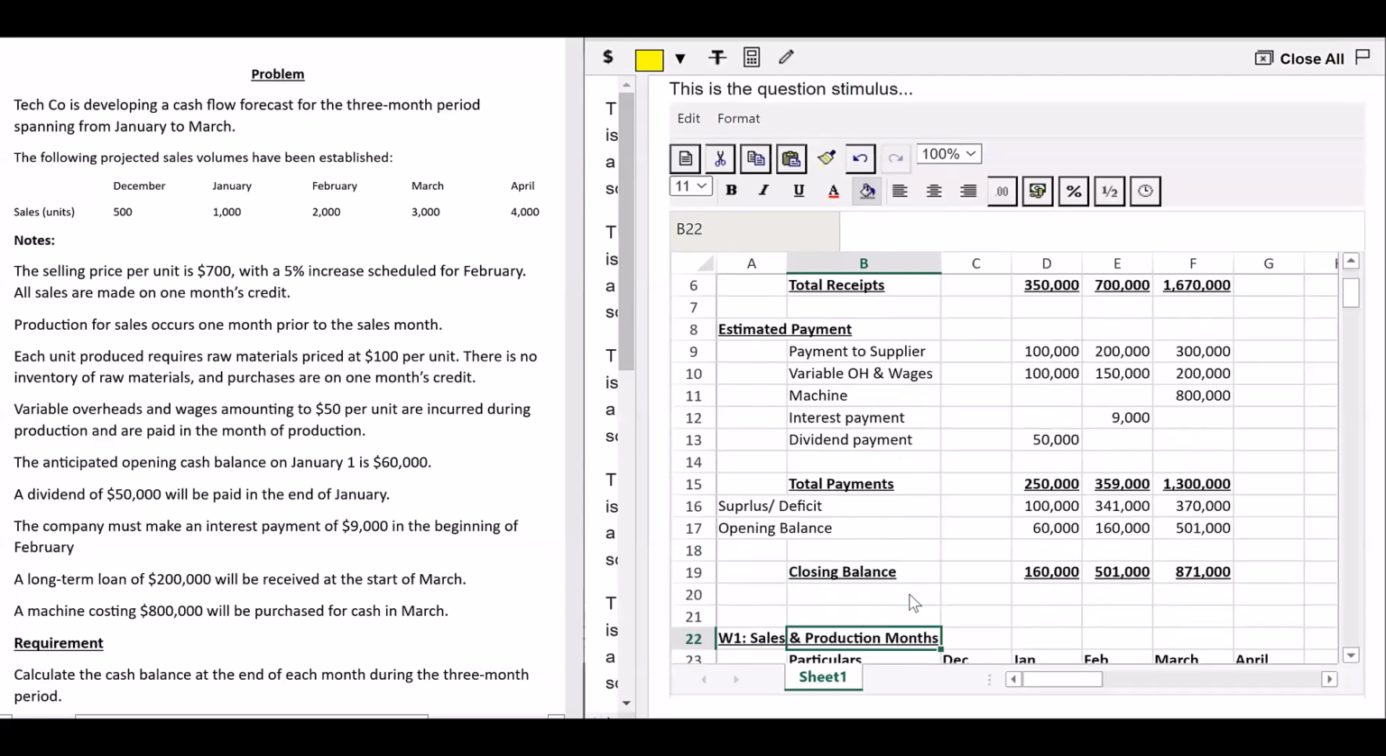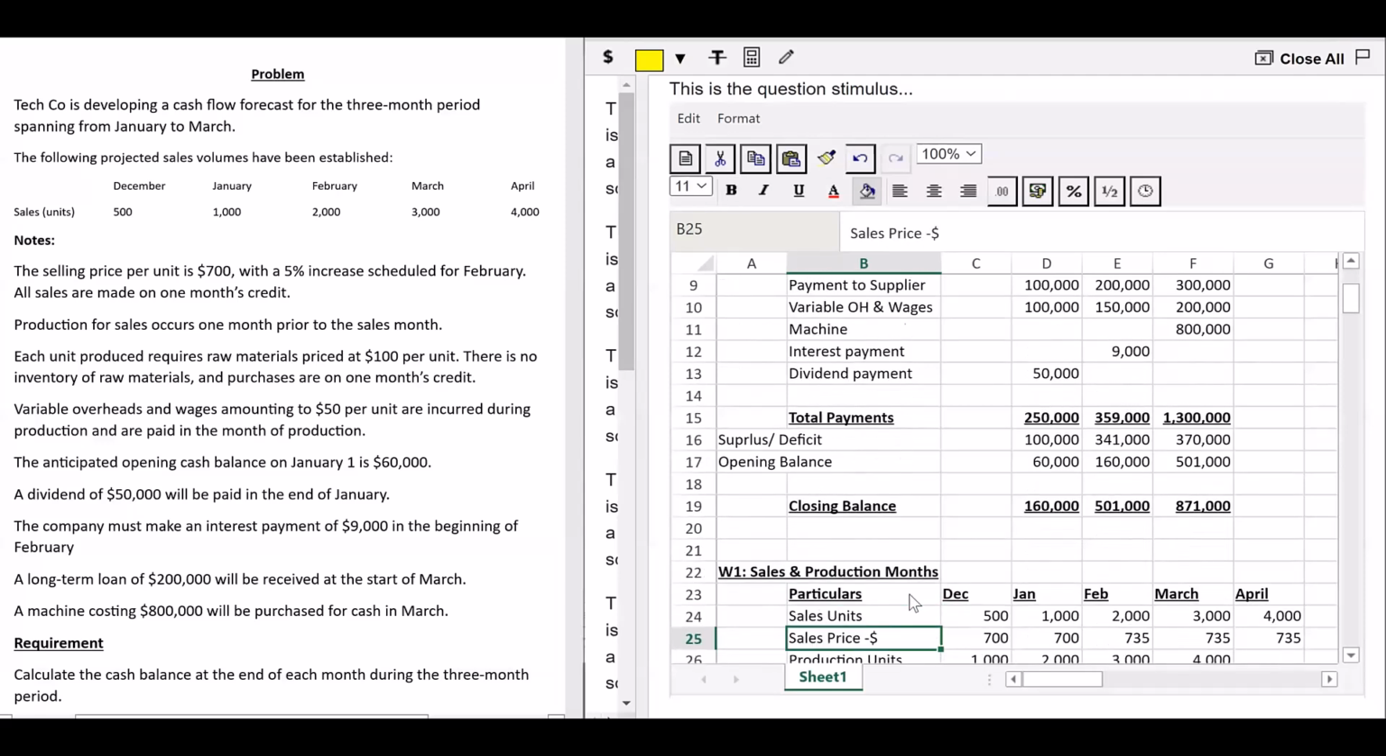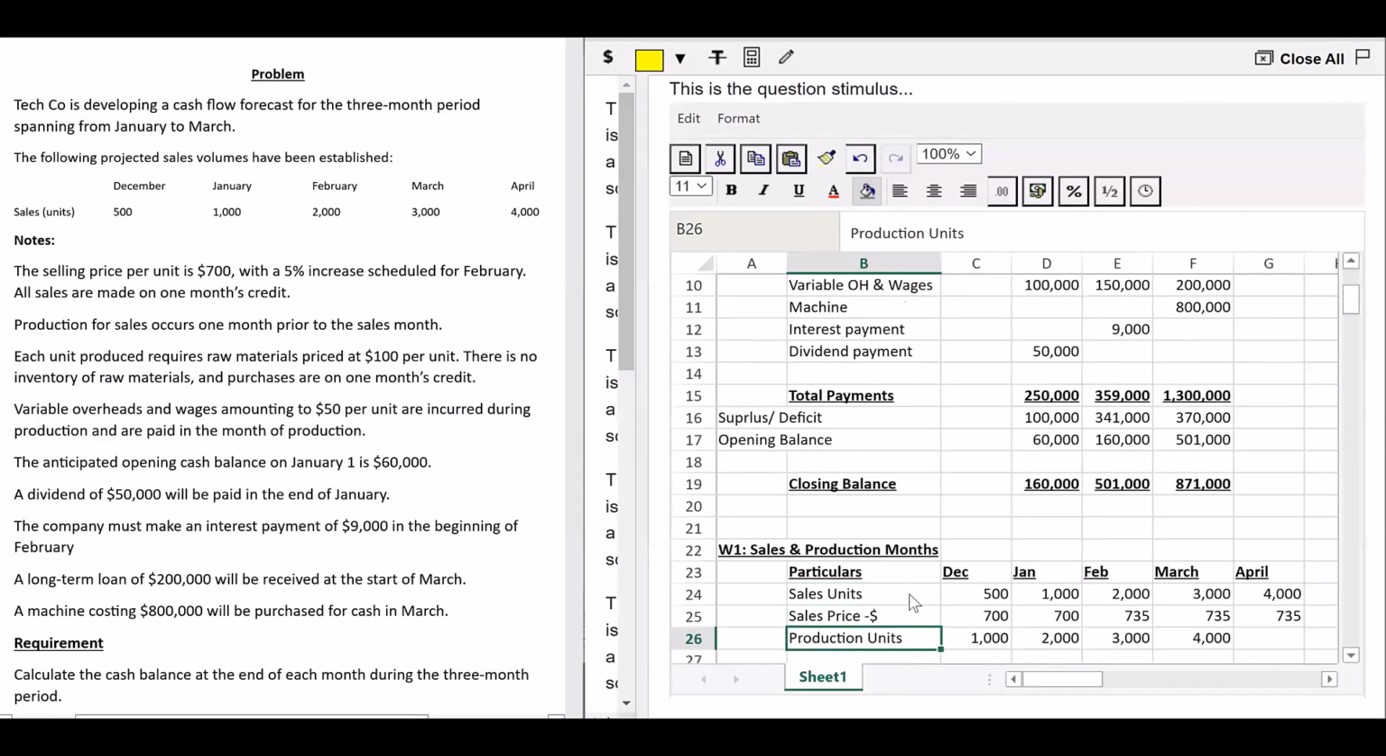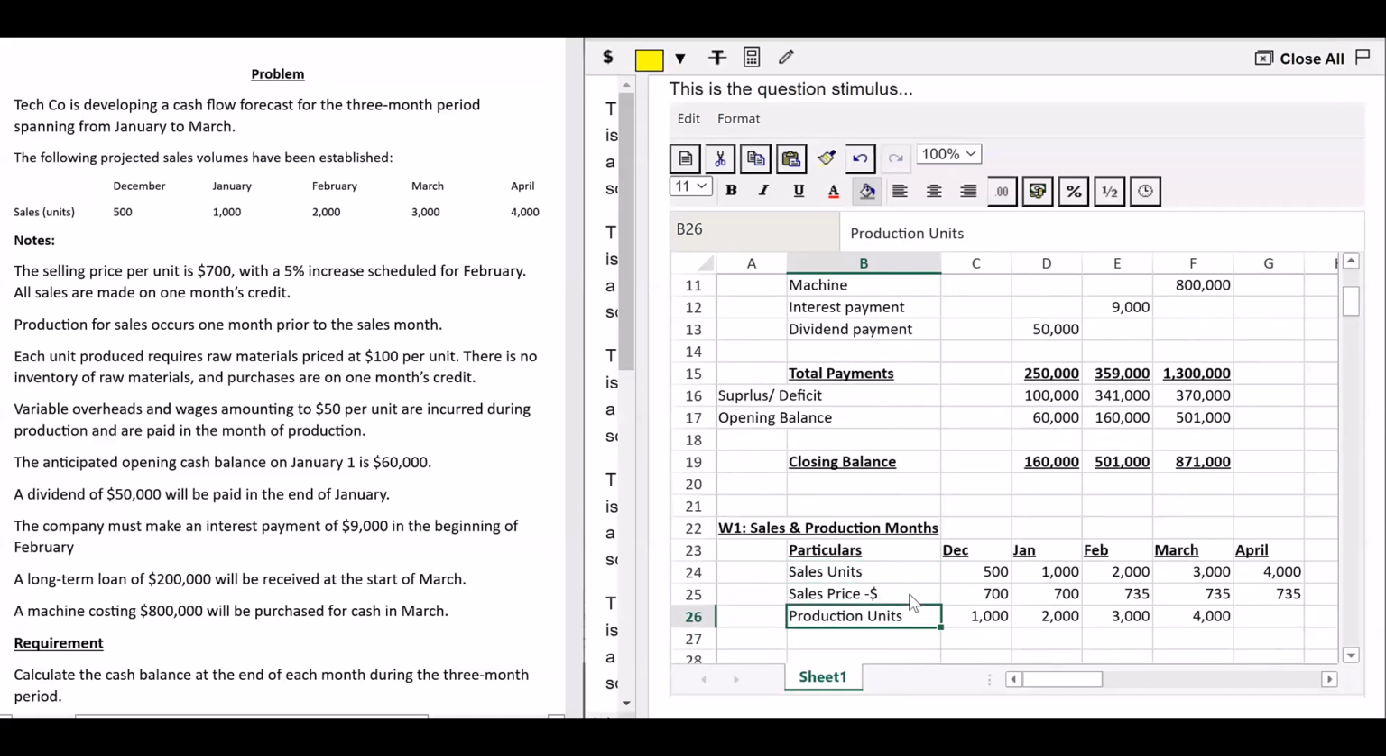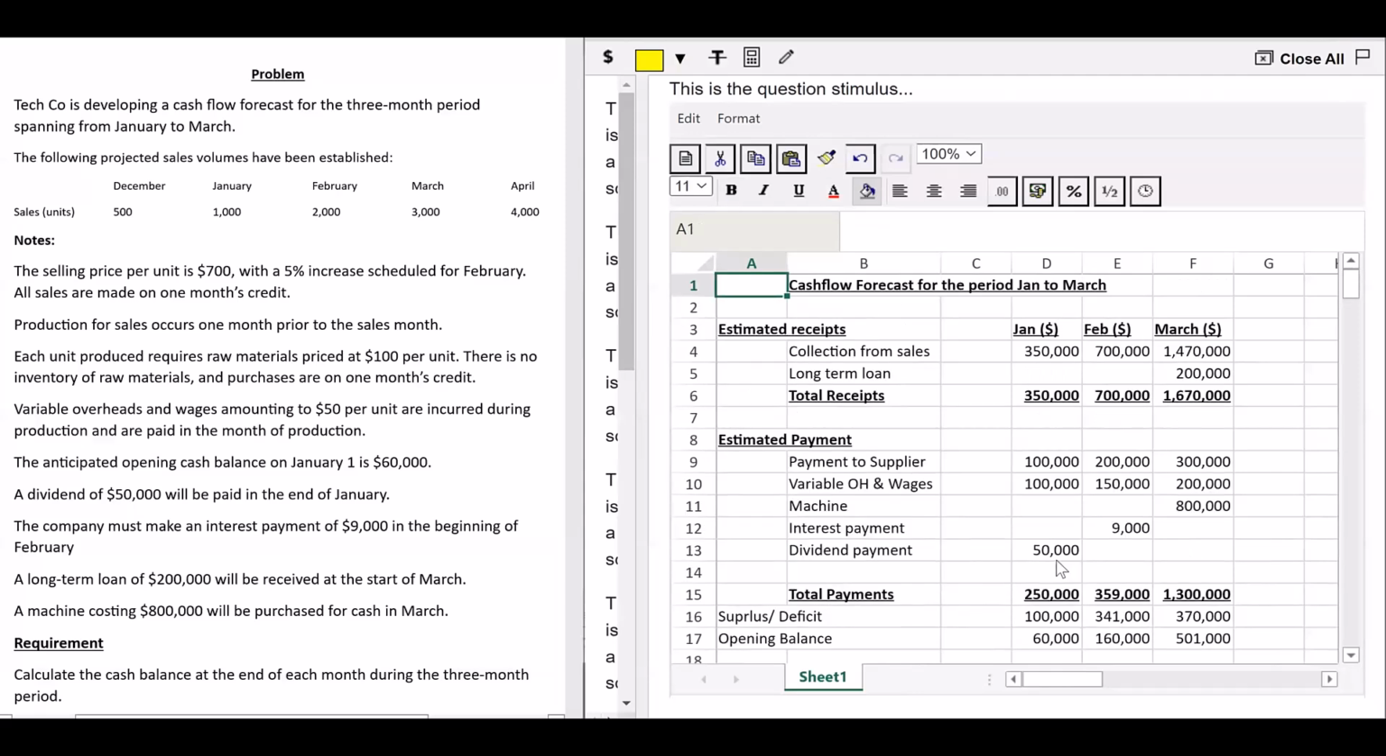And for the purpose of understanding, we've got the sales units marked, the sales price marked, and also the production, which is happening 1 month in advance. And this is our cash flow forecast for the period Jan to March for the tech company.